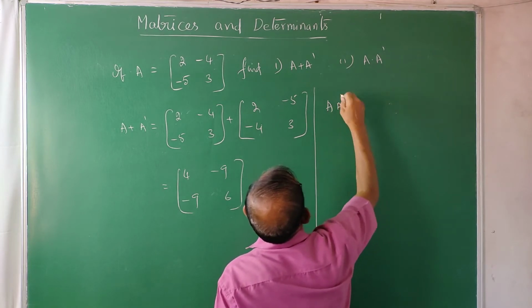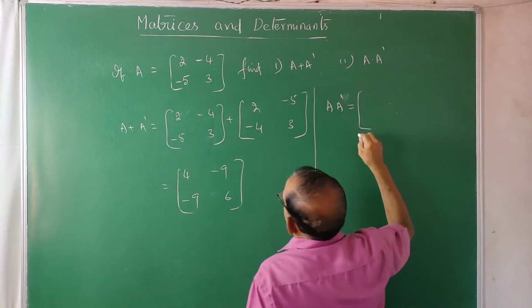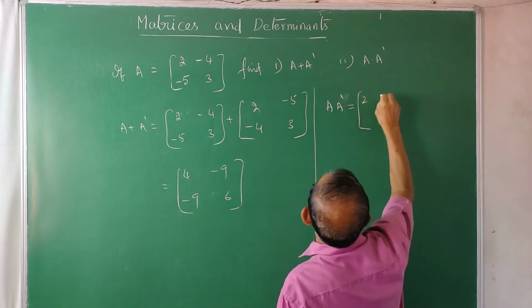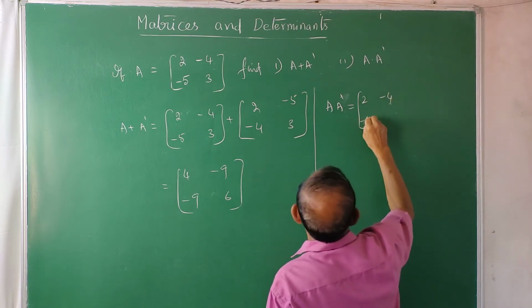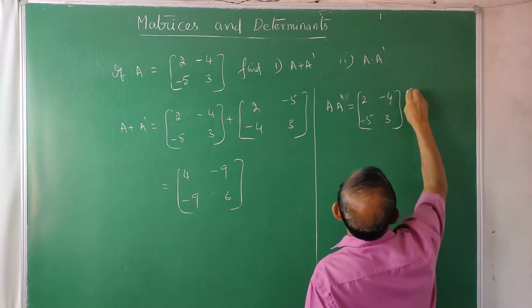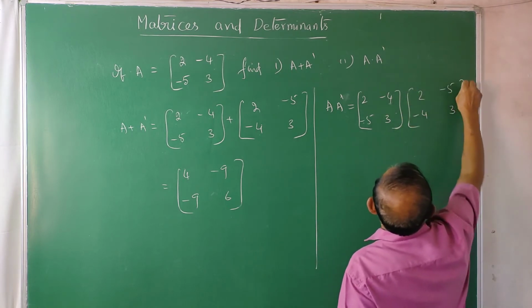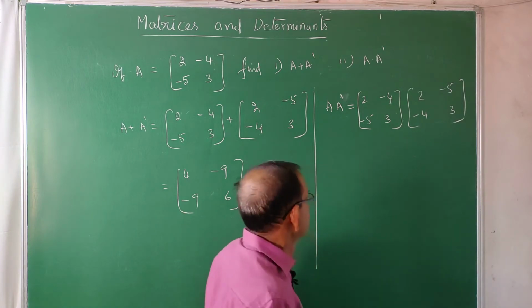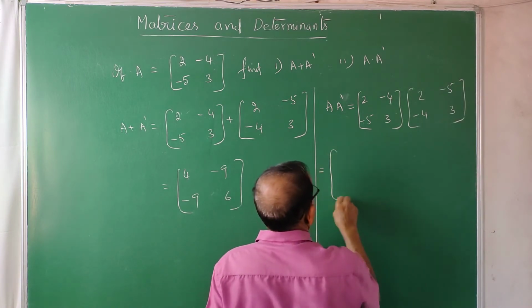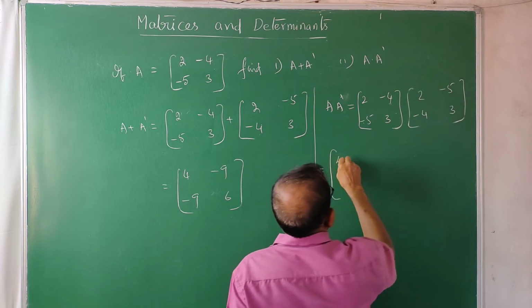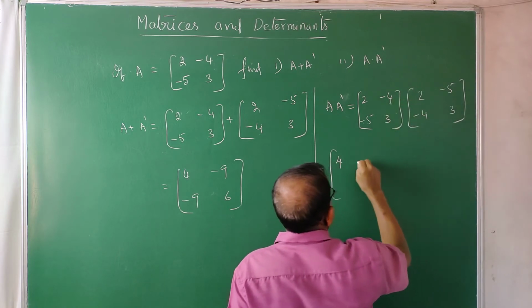Or dash also you can write. A is 2 minus 4, minus 5, 3, and A transpose is 2 minus 4, minus 5, 3. Let us multiply these two. This is equal to 2 into 2, 4, minus 4 into minus 4 plus 16.